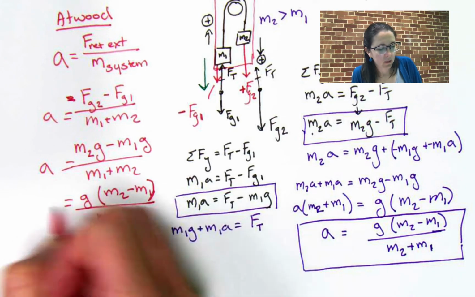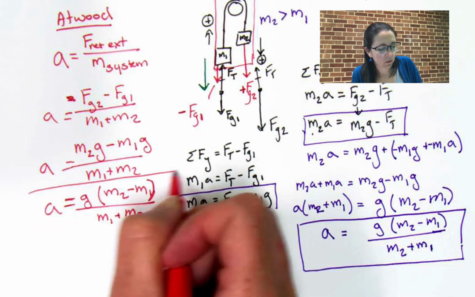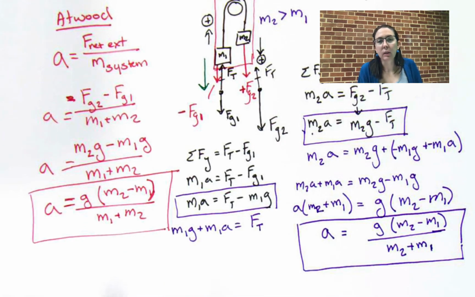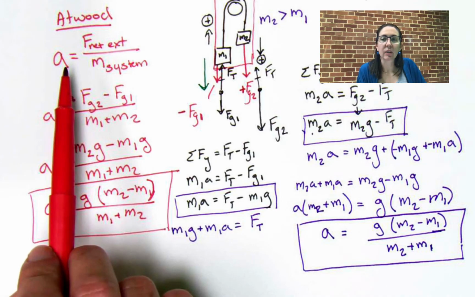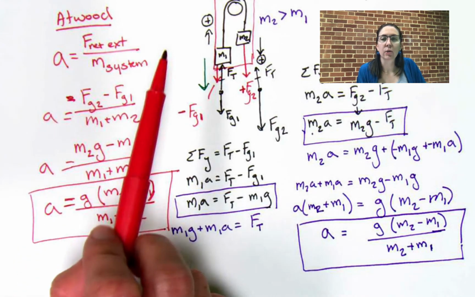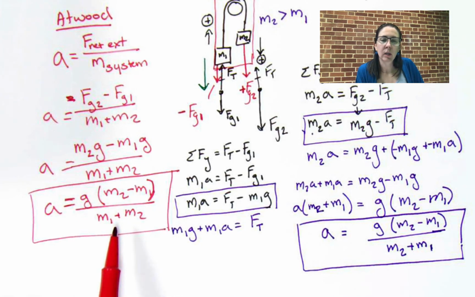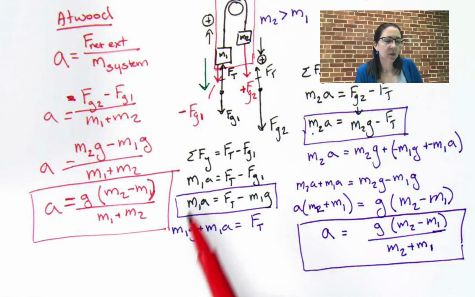If this is easier for you, cool. That's great. But the one thing you need to make sure you're doing is starting here with F net external over the mass of the system and showing the work to get to here. It's less work, but you still need to show it. You can't just go straight to the acceleration, because where did that come from? How do you know? So make sure that you show your work and justify your process.